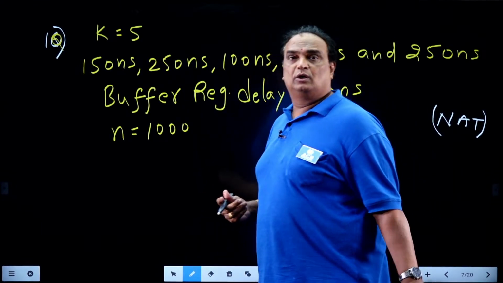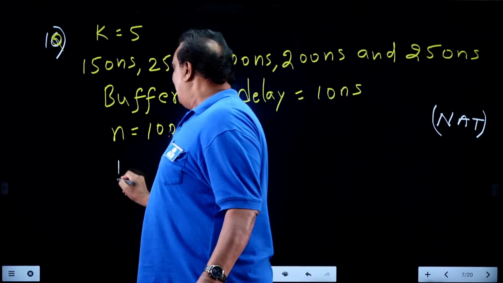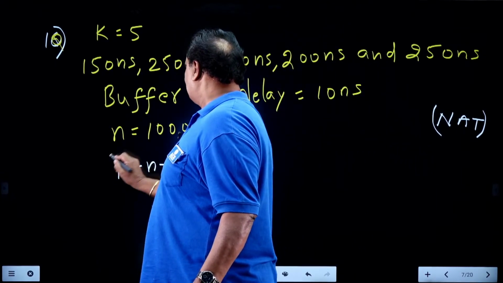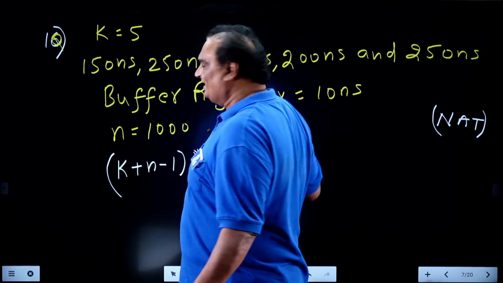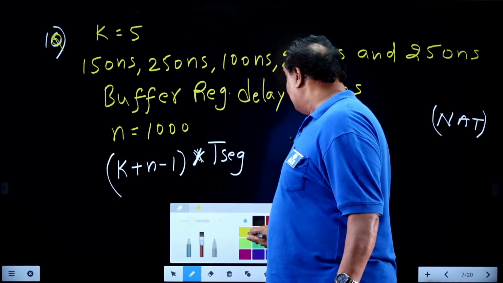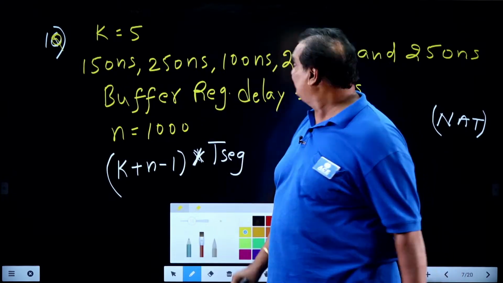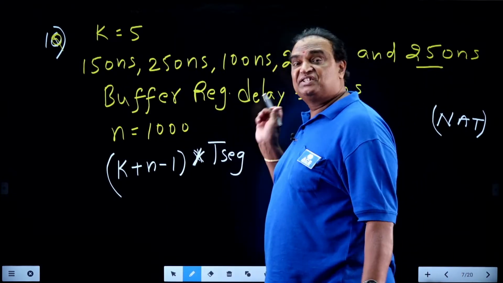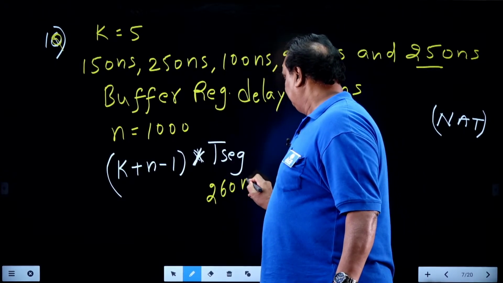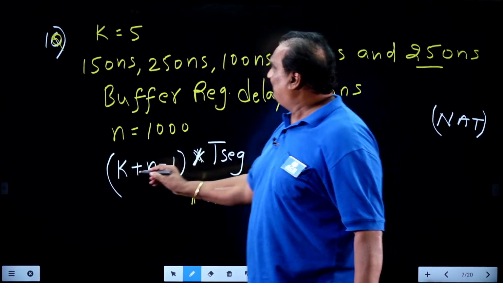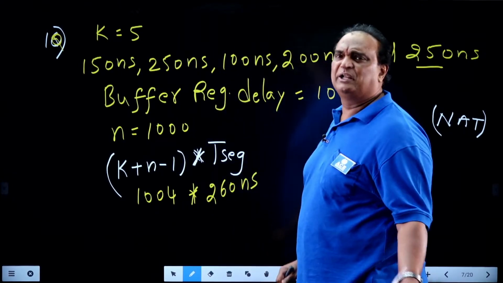He asked the total amount of time needed to complete this program execution on the pipeline processor. We already know this simple and easiest question: (k plus n minus 1) into T segment. What is T segment here? One segment delay time. How to compute this? First find the longest delay consumed by one of the segments, that is 250, plus the buffer register delay. Buffer register is also known as latch, that is 260 nanosecond. Here k plus n minus 1 is 1004. Compute the value and convert the same thing into microsecond.